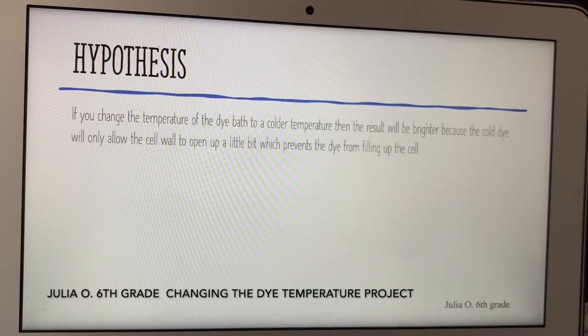Our hypothesis was if you change the temperature of the dye bath to a colder temperature, then the result will be brighter because the cold dye will only allow the cell wall to open up a little bit, which prevents the dye from filling up the cell.